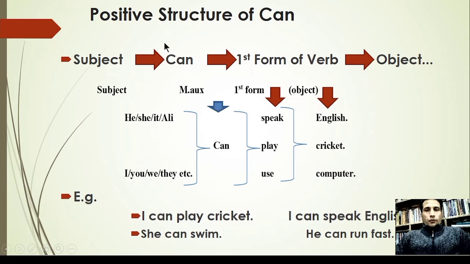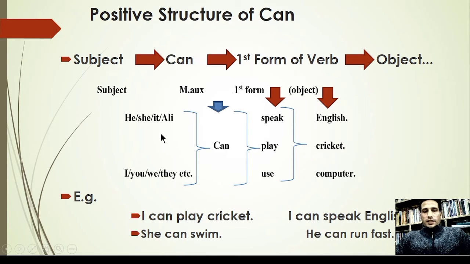Now let's see the positive structure of can. What can be the structure? We have the subject first: he, she, it, I, you, we, they, any subject, singular or plural, followed by can. Then we have the first form or base form of the verb, and then we have the object. For example, he, she, it, Ali are singular subjects, and I, you, we, they are plural subjects. Then they are followed by can, then the first form of the verb like speak, play, use, and then the object. So for example, he can speak English.